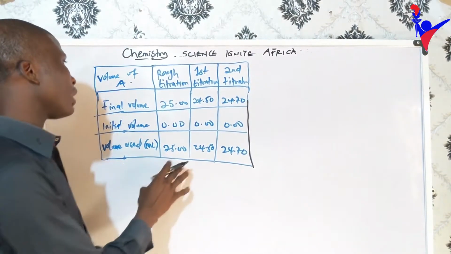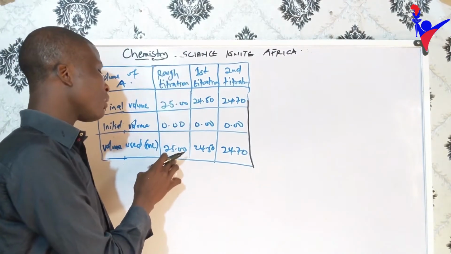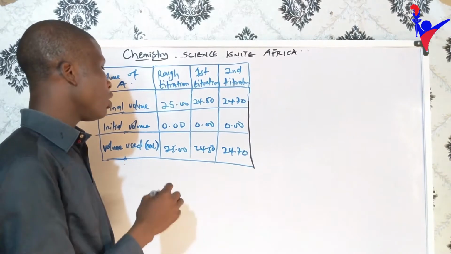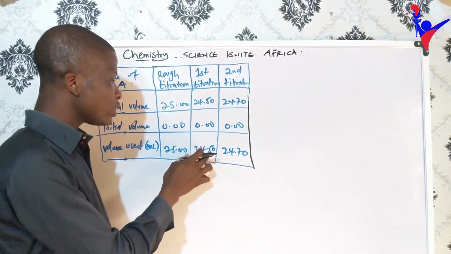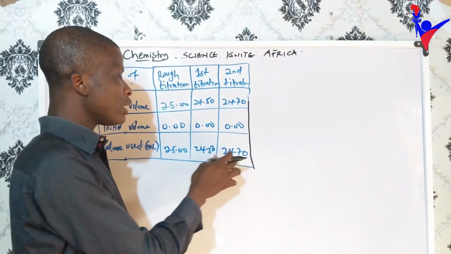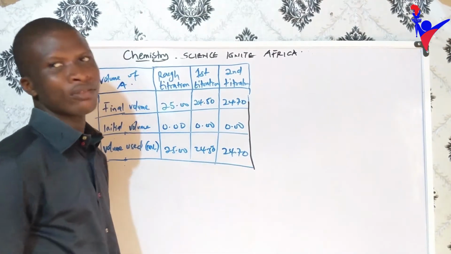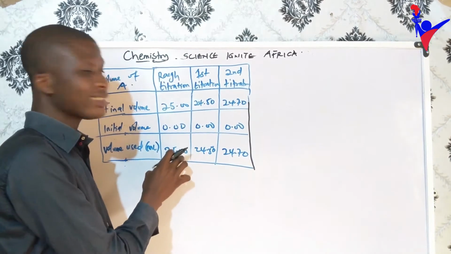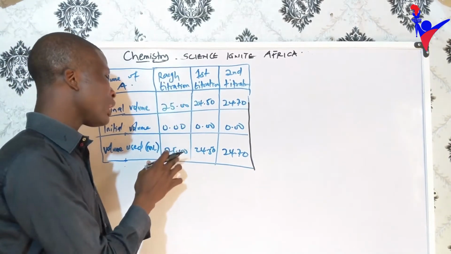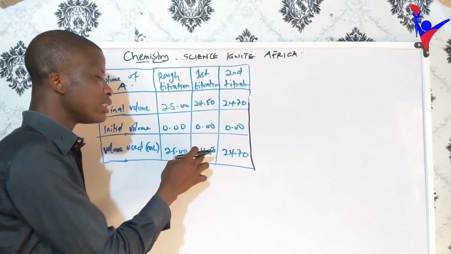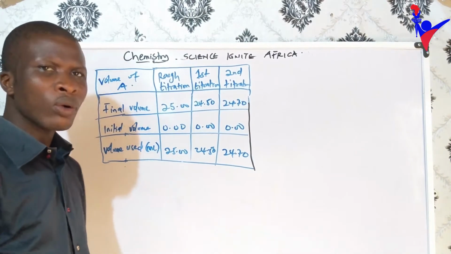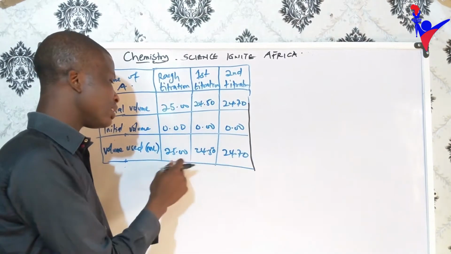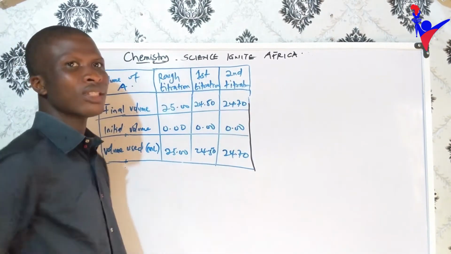Now when you look at this, the first titration volume is 25.00 centimeter cube or ml. In this case you have 24.50, and in this case you have 24.70. When you consider the difference between this and this, the difference is 0.50, and automatically it means you cannot choose this and this. Now let's look at the rough titration and the second titration.